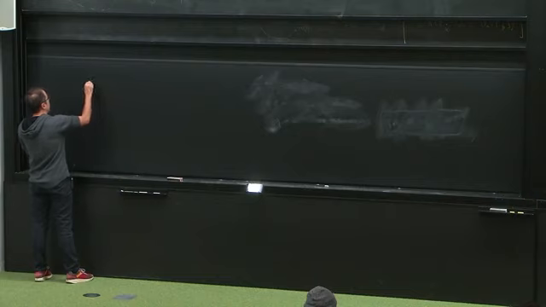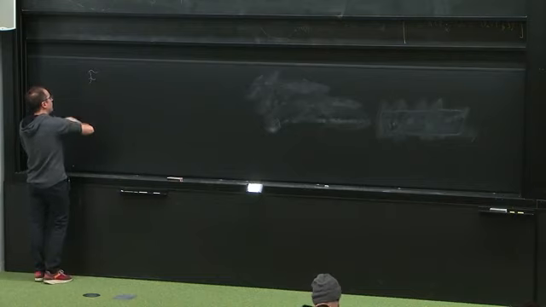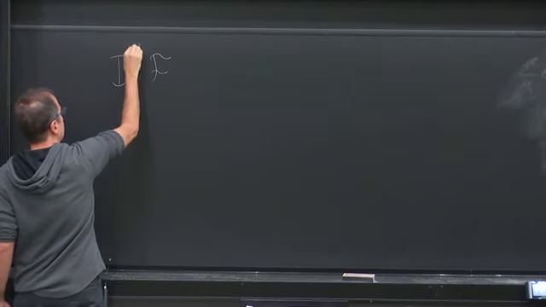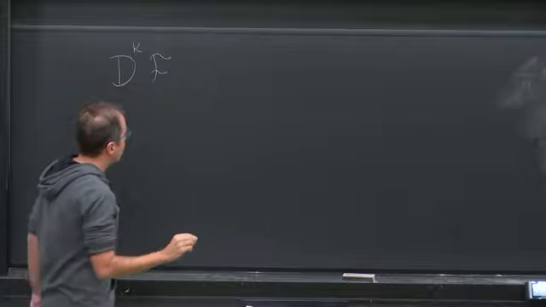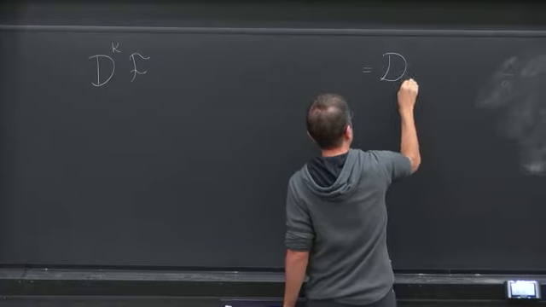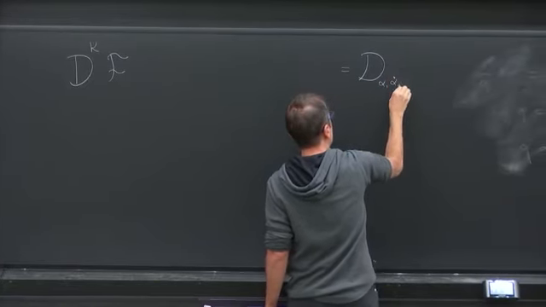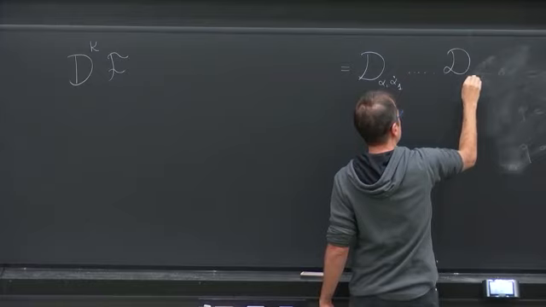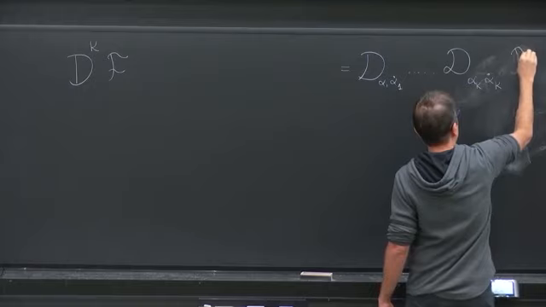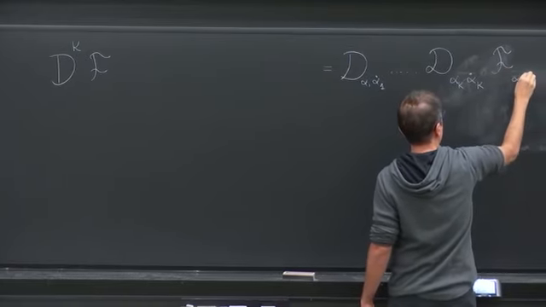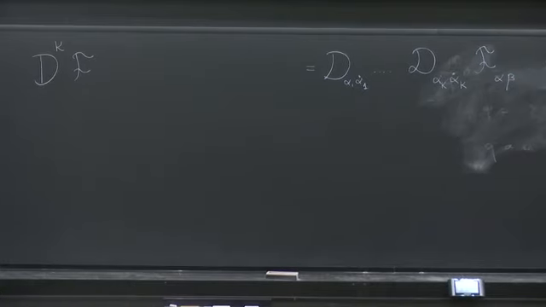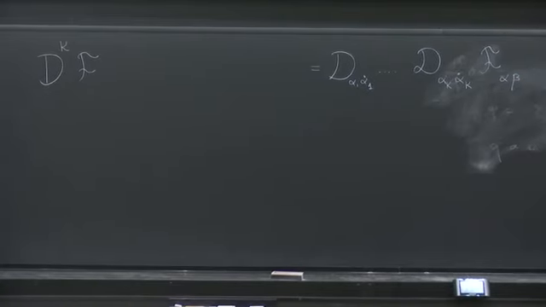For example, I can take my F and act on the F with many covariant derivatives, D to the k. More explicitly, what we mean by this is the following. I have a derivative with index alpha 1, alpha dot 1, dot dot dot, derivative with index alpha k, alpha dot k, acting on F, which has indices alpha beta. This is an example of a fundamental field that I have in N equals 4.